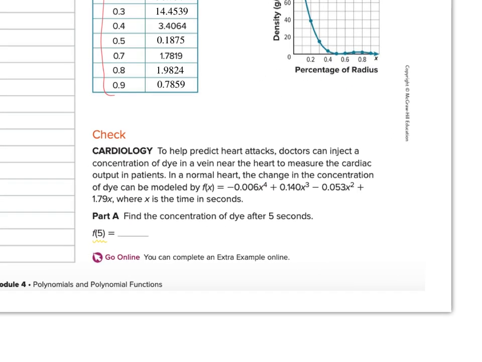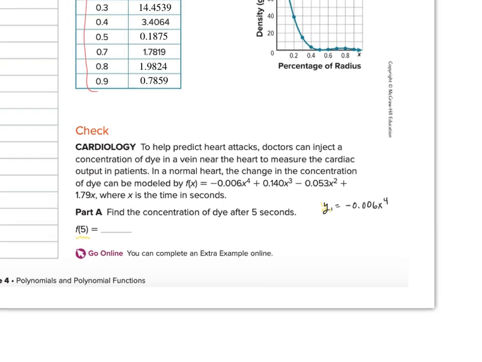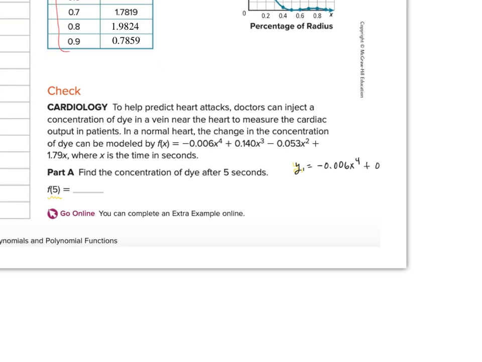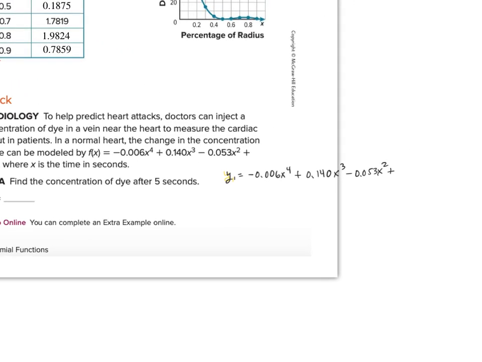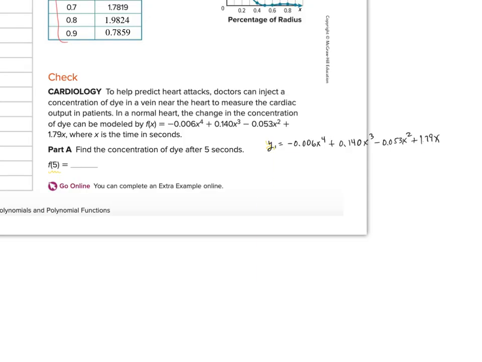So there are two ways to do this. This is what I would do. In y1, put it into the calculator, and you have negative 0.006 x to the fourth plus 0.140 x to the third minus 0.053 x squared plus 1.79 x. Put that into the graphing calculator.